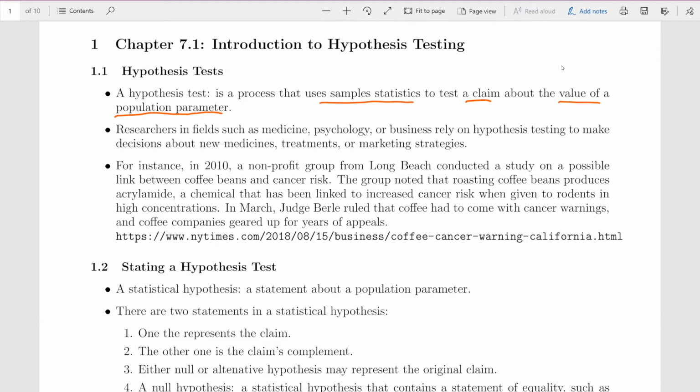In March, Judge Barr ruled that coffee had to come with cancer warnings. Since then, coffee companies have been gearing up for years of appeals. You can read about the trials in this case on this link.